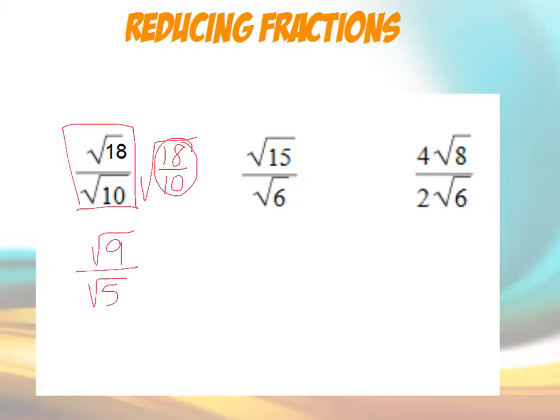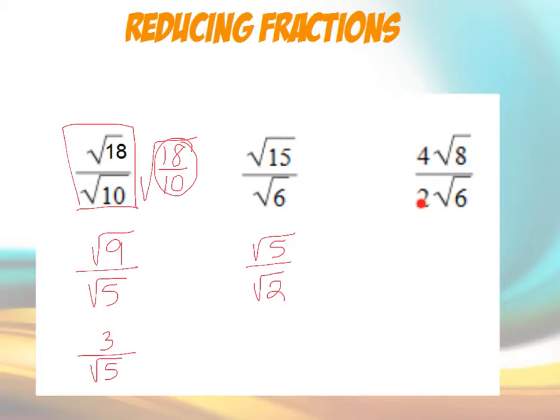Sometimes you're lucky. After you reduce, you end up with a perfect square. If that's the case, go ahead and keep reducing. The square root of 9 is 3 over the square root of 5. Let's try the next one. I have 15/6. 3 goes into both of those. So let's divide out the 3. It really reduces to the square root of 5 over the square root of 2. Not as lucky on this one. That's not going to reduce.